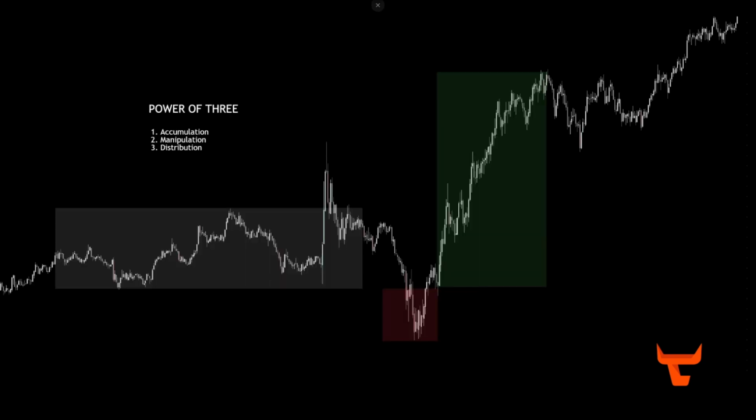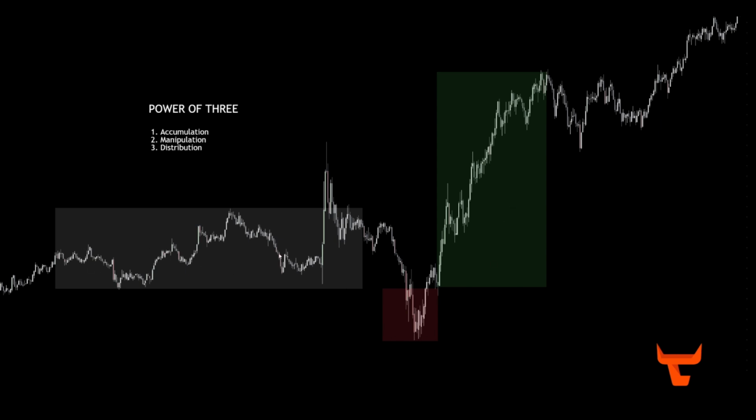I personally like to be at my chart for 2 p.m. UTC and be done by 4 to 5 p.m. This enables me to utilize the 80-20 principle by getting 80% of my results from only 20% of the time I spend working each day. The power of 3 takes into account the market price action during 3 phases: accumulation or ranging, manipulation, and distribution.